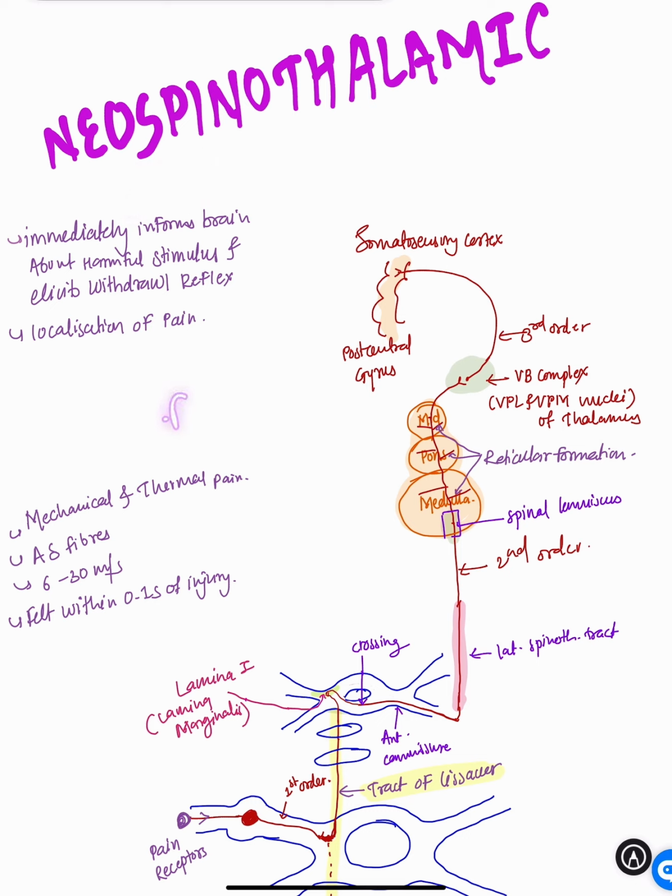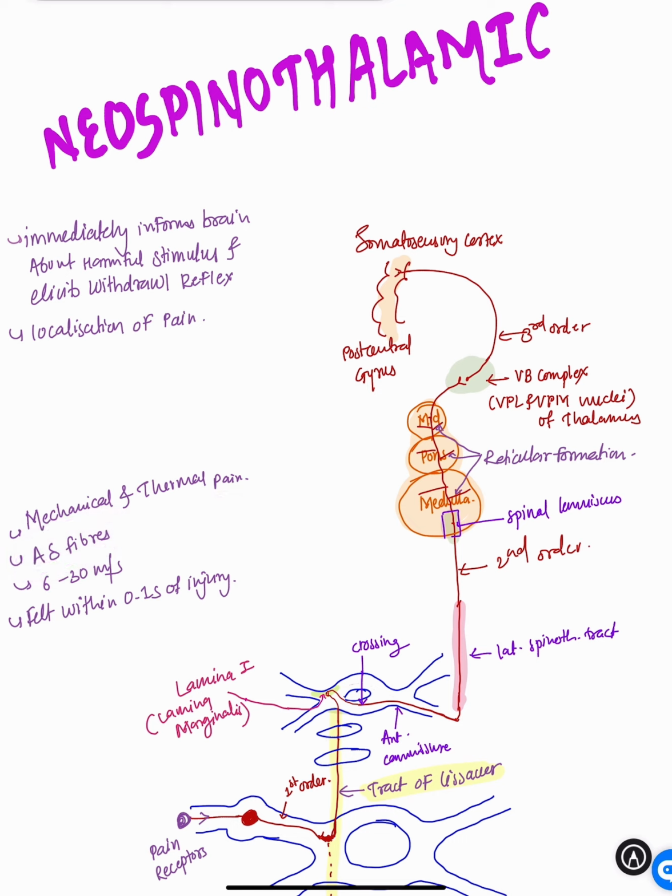So what is fast pain? Fast pain is a sharp pain or pricking pain which is felt within 0.1 second of injury. The conduction velocity of fast pain is 6 to 30 meters per second, and it is carried by A delta fibers, which have a diameter of 2.5 microns. Okay, and it transmits mechanical and thermal pain.